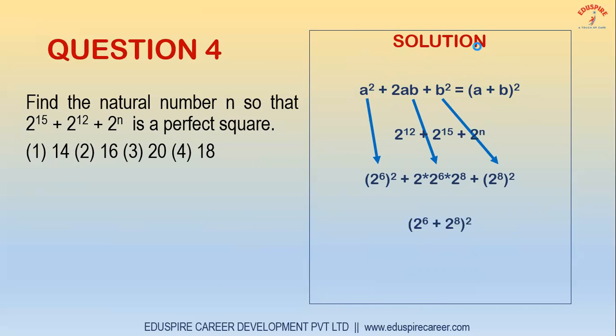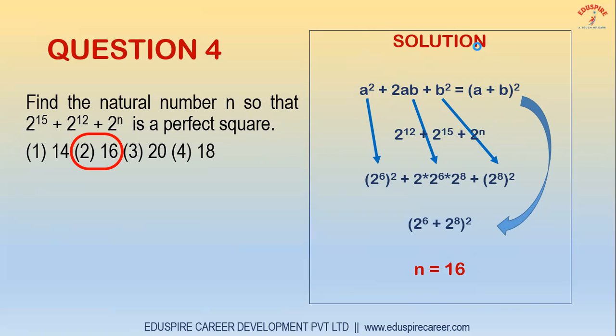And hence, we can write this expression as (2^6 + 2^8)², which becomes analogous to (a + b)². Hence, it becomes a perfect square. So obviously, to make it a perfect square, the value of n has to be 16. So your answer is option 2, which is 16.